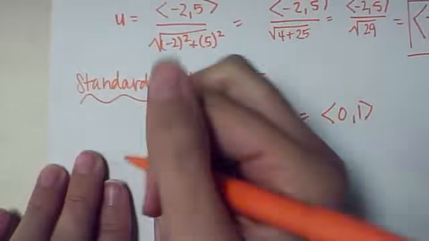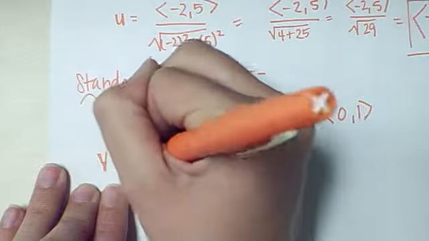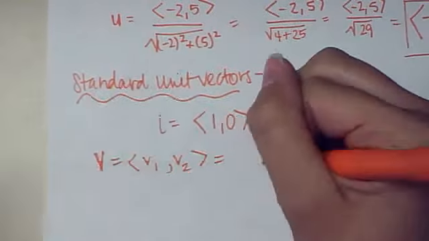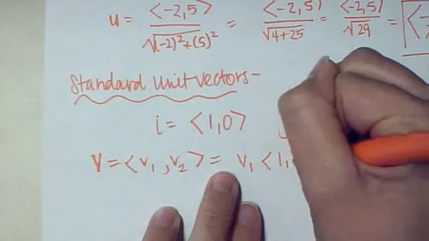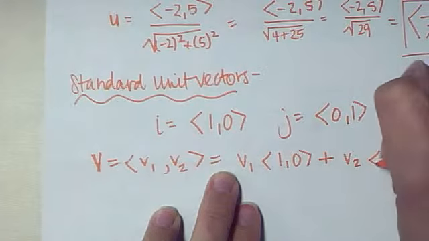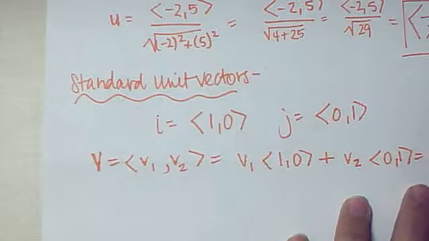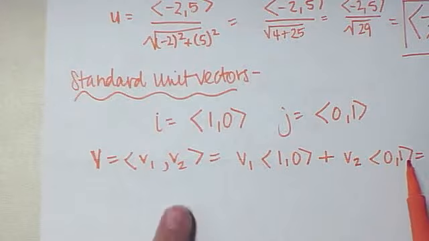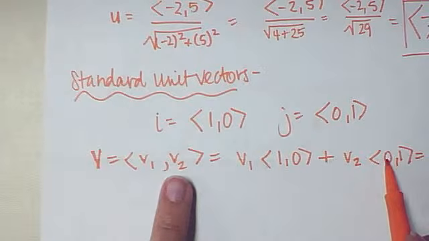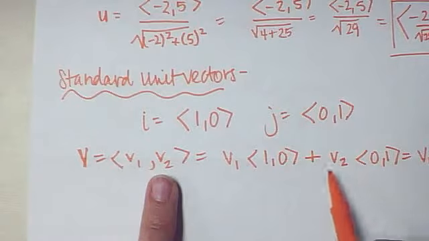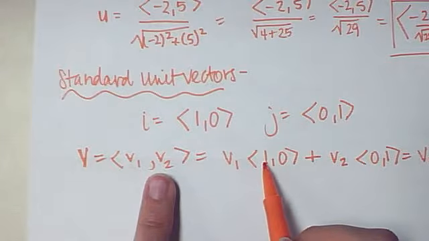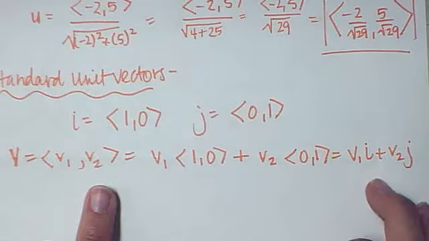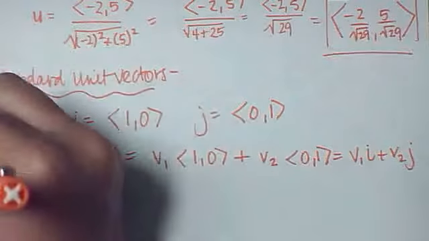So if I took the vector v, which is equal to v1, v2, and I wanted to write it in form of the standard vectors, I would do v1 times 1, 0, plus v2 times 0, 1, and that would give me v1i plus v2j. The reason is that v2 times 0 would be 0, and v2 times 1 would just be v2, the second part. Similarly, v1 times 1 would just be v1, and v1 times 0 would be 0. When I add those together, I get v1i plus v2j. That's something you need to accept.